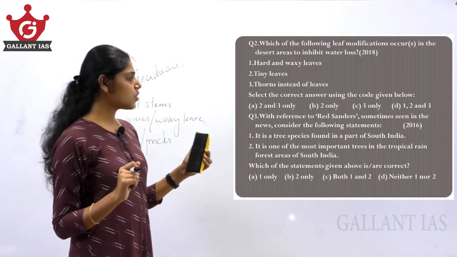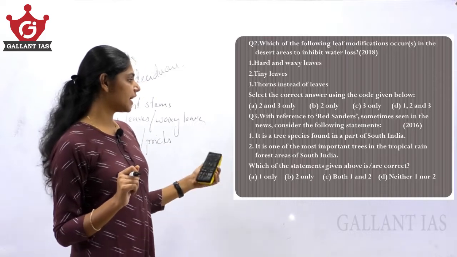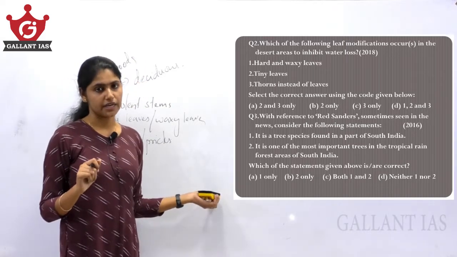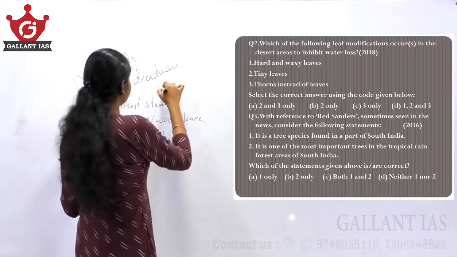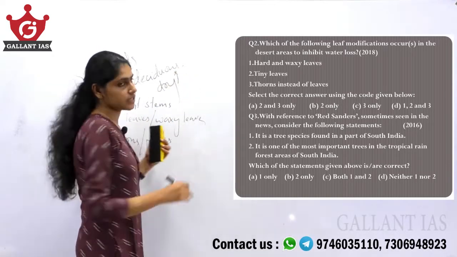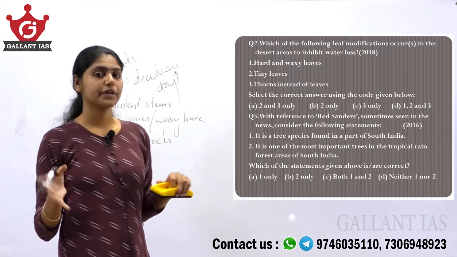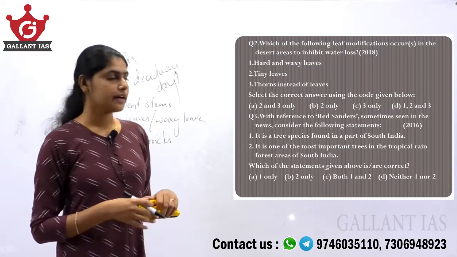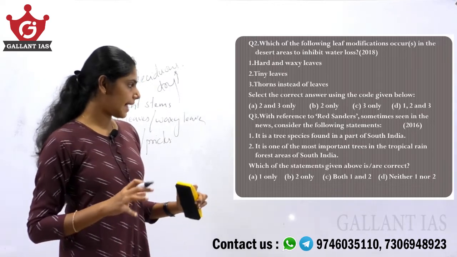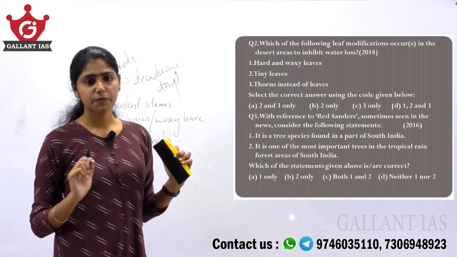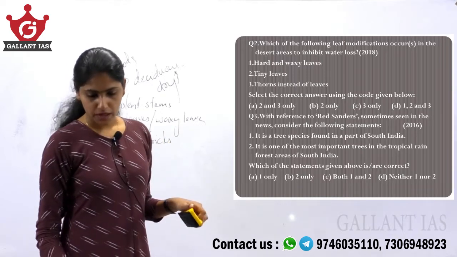It is one of the most important trees in tropical rainforest areas of South India. Is it tropical rainforest? No, it is the tropical dry deciduous forest. Okay, the red sanders are found in the tropical dry deciduous forest and not the rainforest. So the second statement is wrong, which means that here your answer is option A, 1 only.